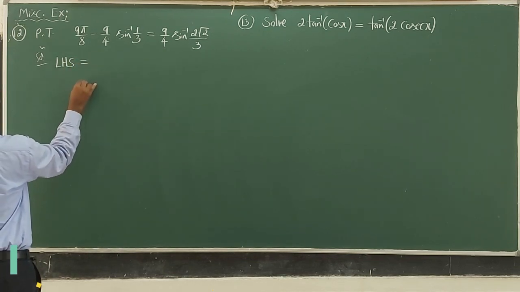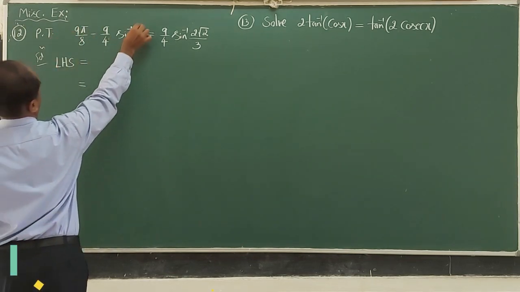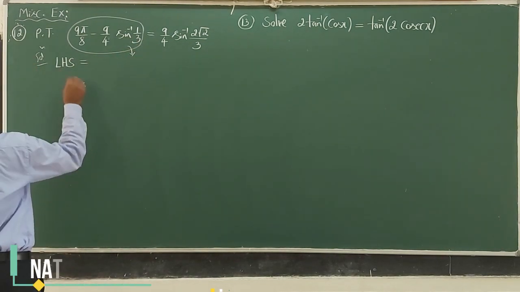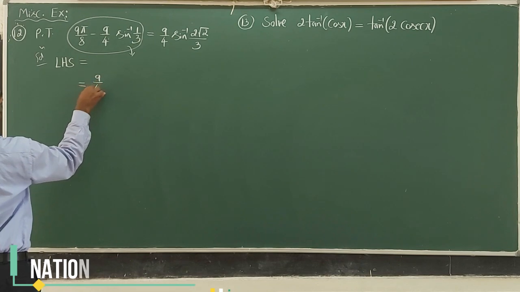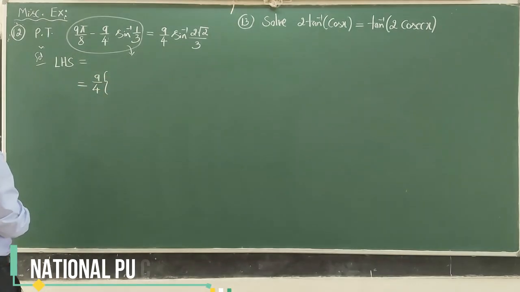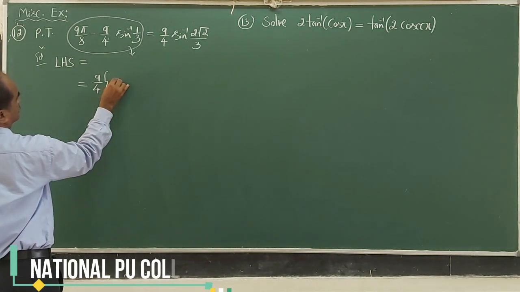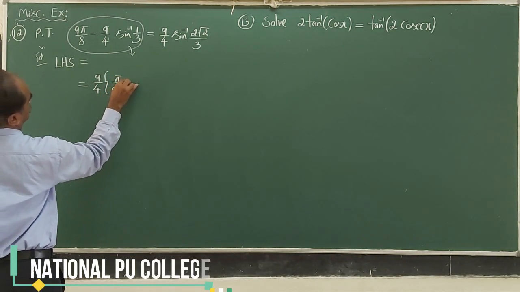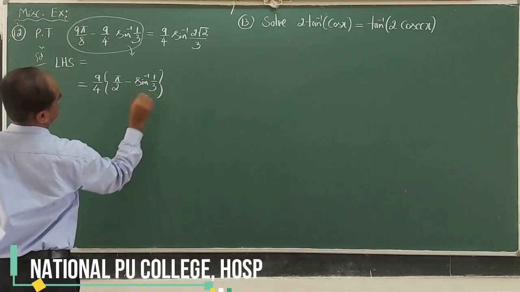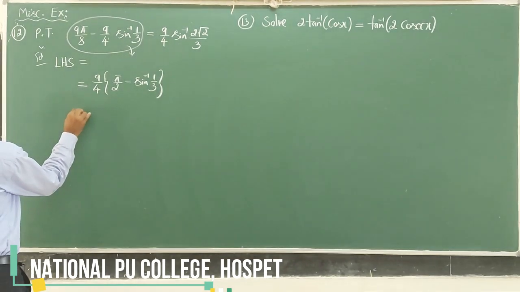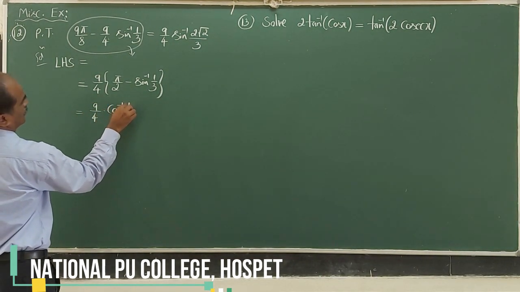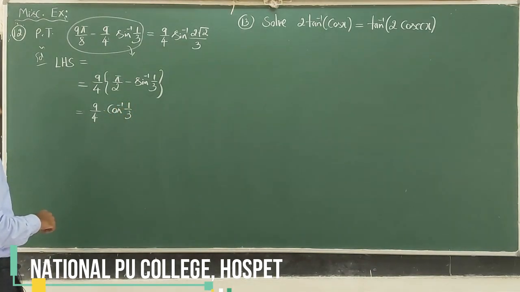LHS equal to, you write this LHS part. Now in this, observe 9 by 4 is common. Let me take 9 by 4 common. I get 9 by 4 times pi by 2 minus sine inverse of 1 by 3, which I write as 9 by 4 times cos inverse of 1 by 3.